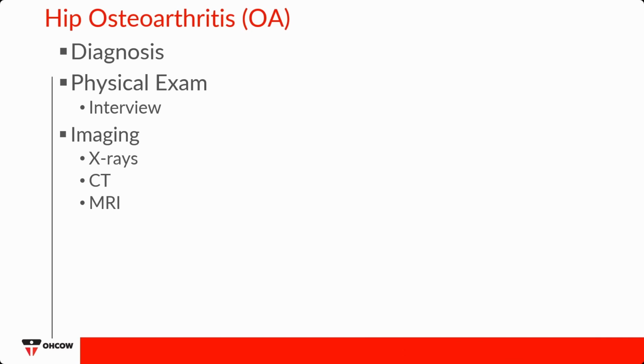But obviously, if you're highly suspicious that it's osteoarthritis, and if that's confirmed by your X-ray, that's where you're going to stop. Sometimes, like I said, the X-rays may not always correlate well with the patient's symptoms, and then you may need further studies, for example, a CT scan or an MRI.